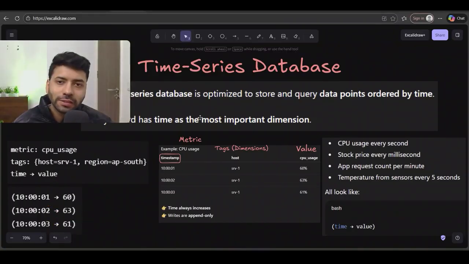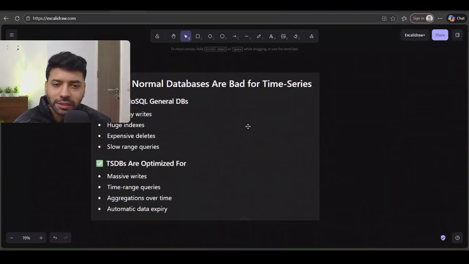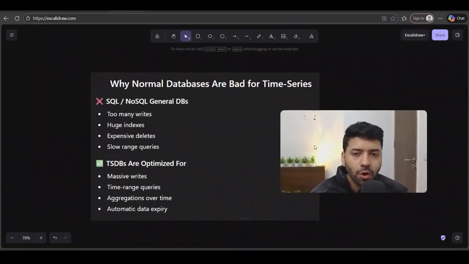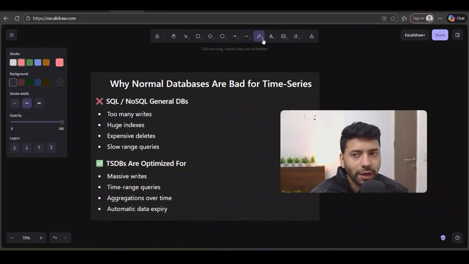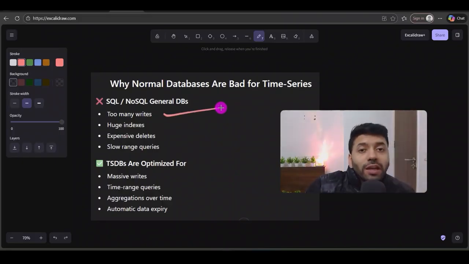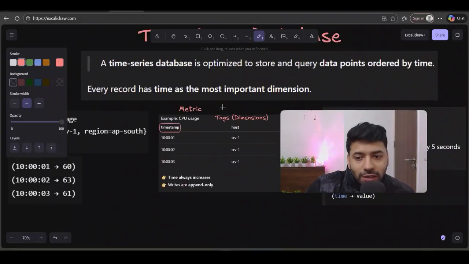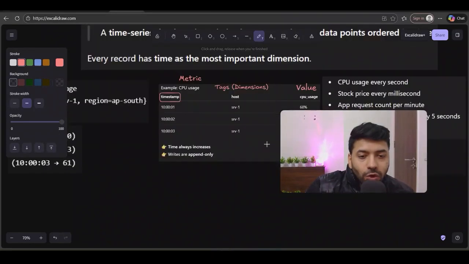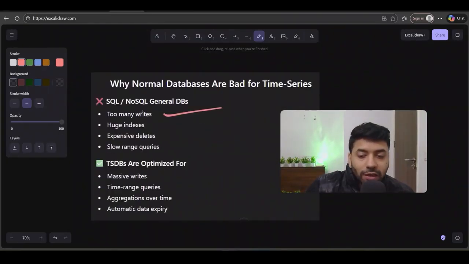All right, after this, now let's see how the time series database is different from a normal database like SQL and NoSQL. If we talk about storing this kind of data in a SQL or NoSQL database, then you will have too many write operations, because you can clearly see with every second you have new data, correct? So it will keep on increasing as the time always keeps on increasing, right? So you will have too many write operations.